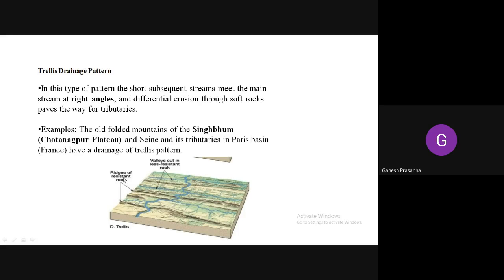Examples are the old folded mountains of Singbhum, that is your Chota Nagpur plateau. The Seine and its tributaries in the Paris Basin, France, have a trellis drainage pattern. In the old folded mountains of Singbhum, the Chota Nagpur plateau, you can find this trellis drainage pattern, where the main stream is joined by small streams at right angles. These shorter streams join the main streams at right angles.